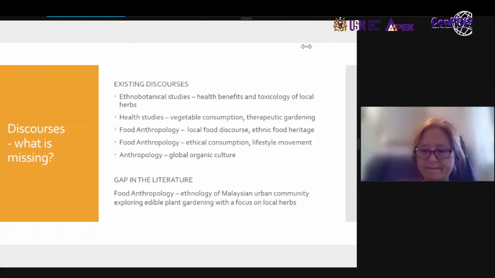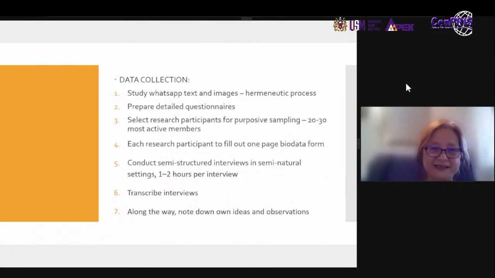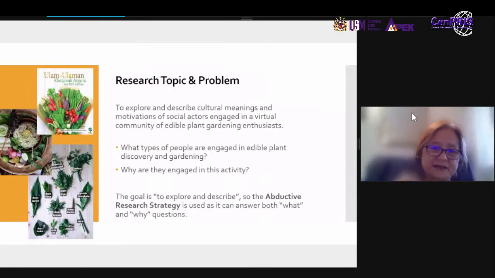So my thought is you're quite ready to present to the committee with the following improvements. Can we go back to the research question where you have the word explore there? The top, right? The very beginning. Yeah, that's the one. To explore and describe cultural meanings and motivations.